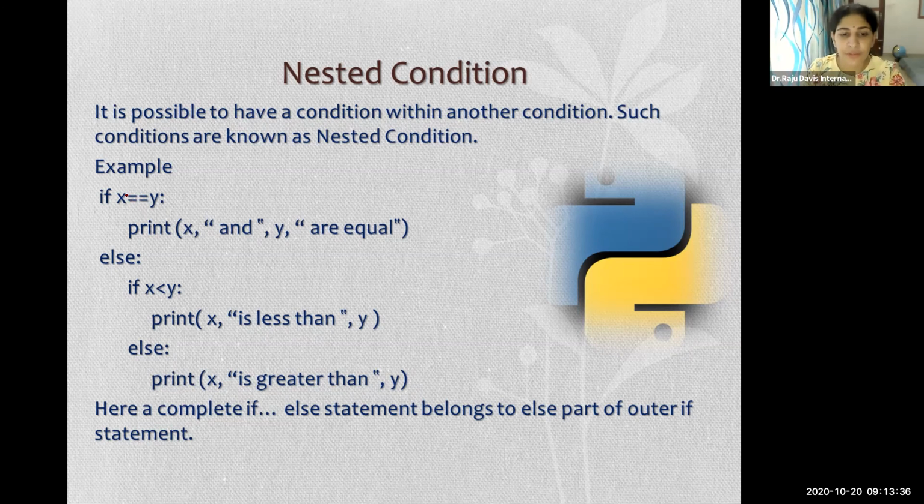Suppose you have written this. If x equal to y, then this print statement here, else here, this if statement in this place, this print in this place, this else in this place, everything in one place. This happens when you try to copy the entire code from someone or someplace. So don't think that if you copy from somewhere your program will be correct, but it won't be correct. You have to be very careful when you write your program. Even though your lines of code are correct, if the indentation is wrong, your marks will be reduced.